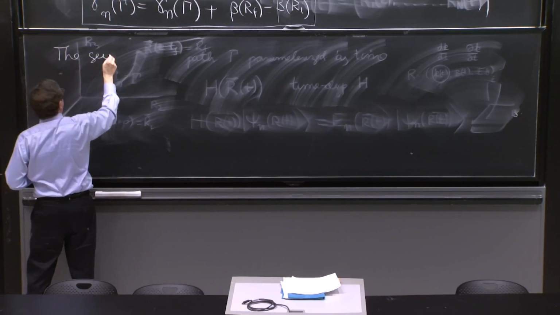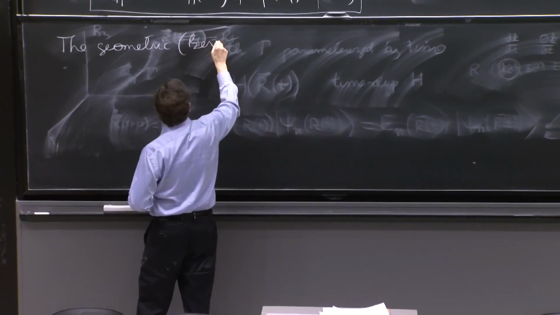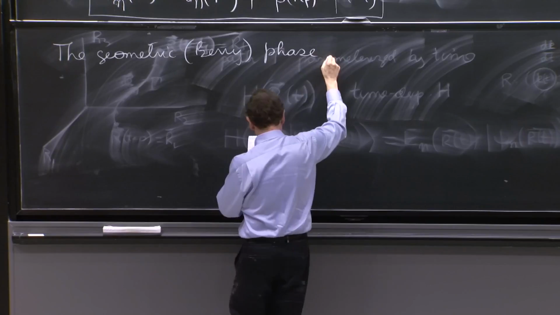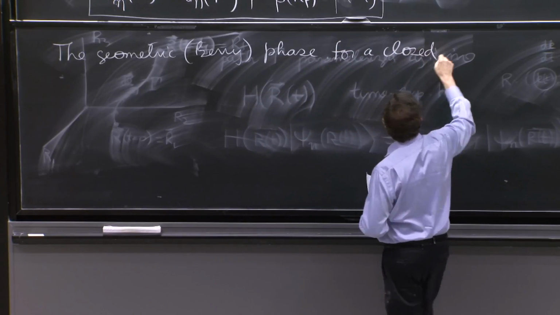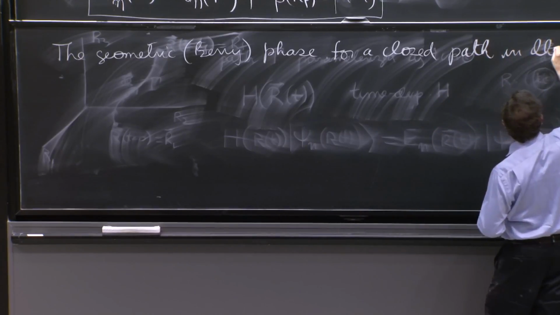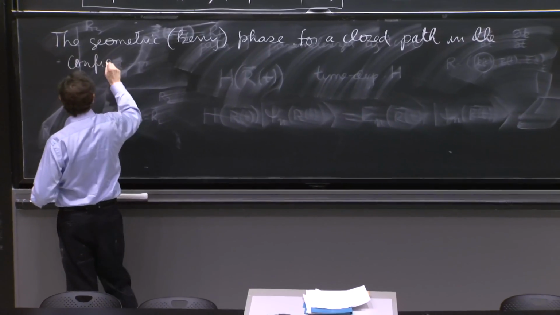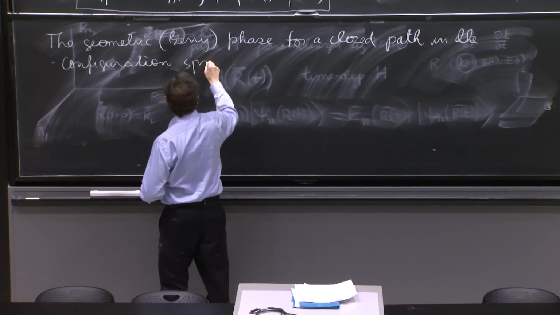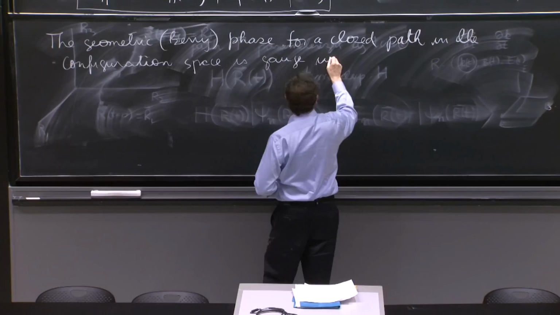the geometric Berry phase for a closed path in the configuration space is gauge invariant.